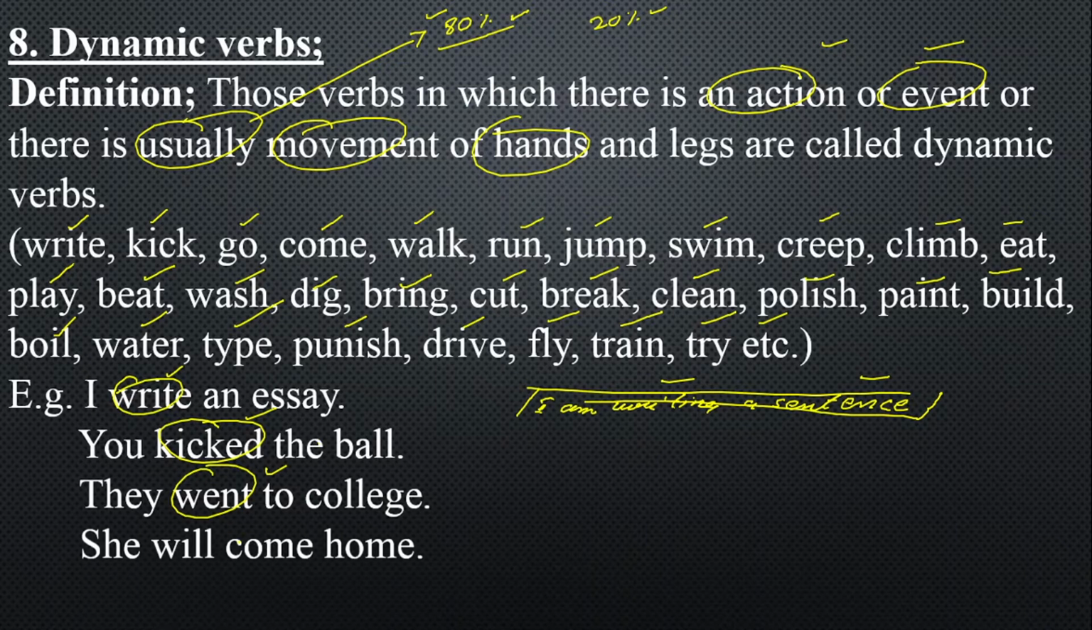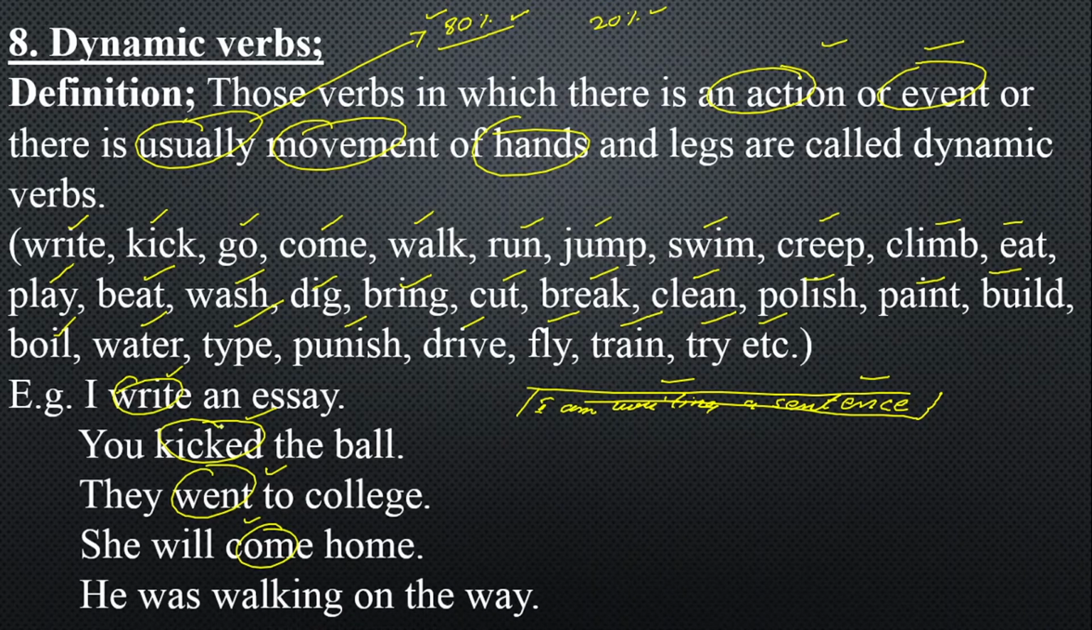In the same way, we have got the next example, number 4. She will come home. Now coming is an action by which you perform a movement from one place to another. Wherever you have gone, from that destination to your home, when you come, that is known as a dynamic verb. He was walking on the way. Now walking, suppose it is a way you are going on, and I say you were walking over here. From one place to another place, when you go, definitely that is movement of your legs. Clear? That is called your dynamic verb.